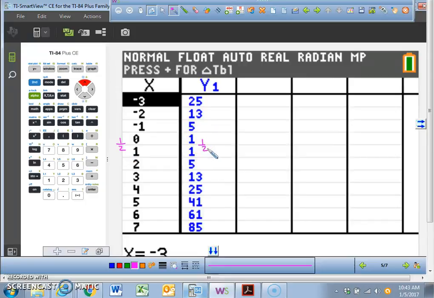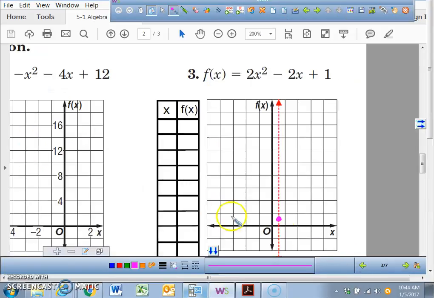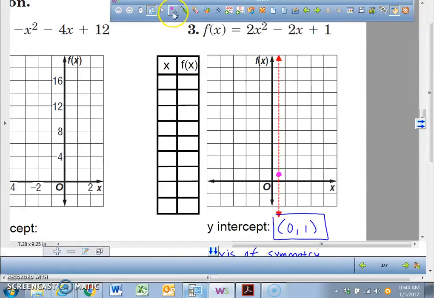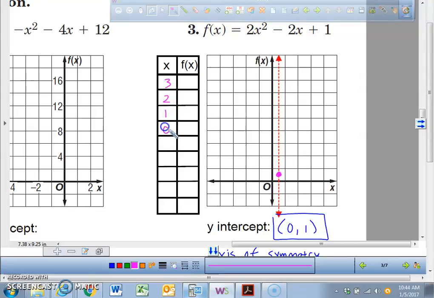So what I want you guys to do on your table, I want you guys to start at 3, then go to 2, then go to 1, then go to 0, and then I want you to write in a half, and then go to 1, and then go to 2, then go to 3, then go to 4. When I say I want you to write a half and a half right here, hopefully you guys understand, the vertex is right there between the 0 and the 1.